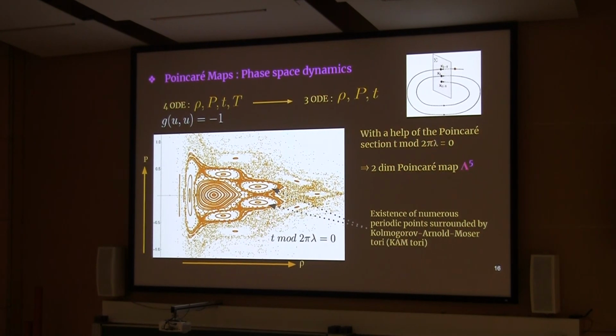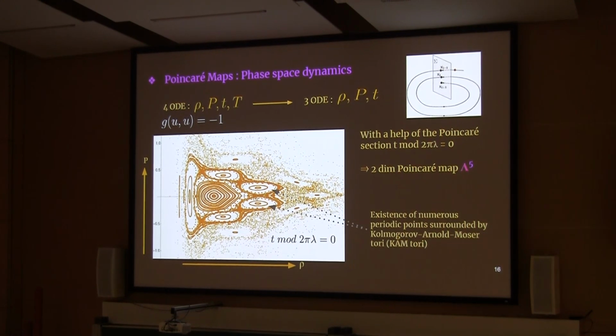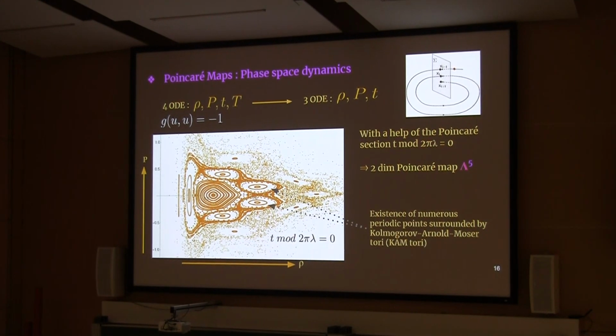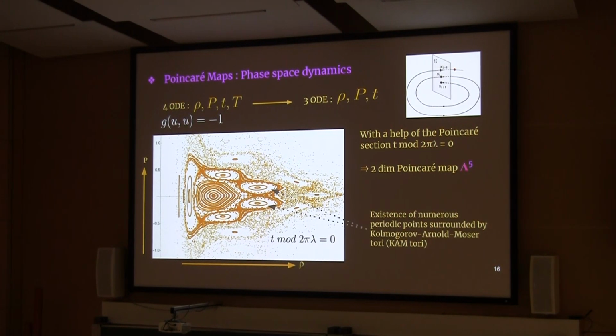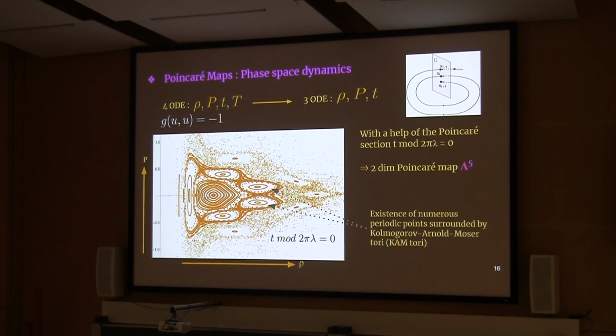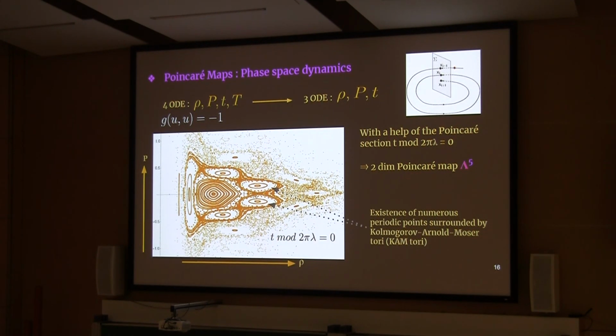So you have to imagine that the trajectory is somewhere like this, and the section I am taking, suppose this is a section. One point will go with some initial point, and once it crosses this cross section, that is what you are plotting over here. So this gives you the Poincare section. What is important over here is that you have the existence of numerous periodic points, and these are surrounded by the Kolmogorov-Arnold-Moser toroids. Because remember that this is 3-dimensional, so there would be a toroid formed around these points only, the periodic points.